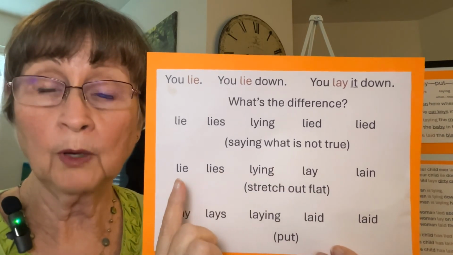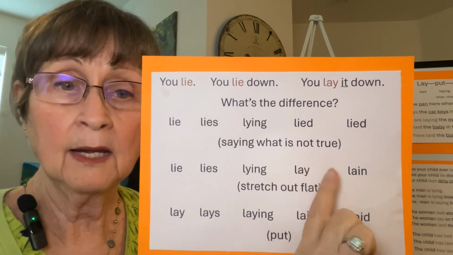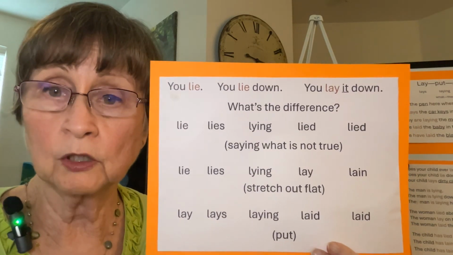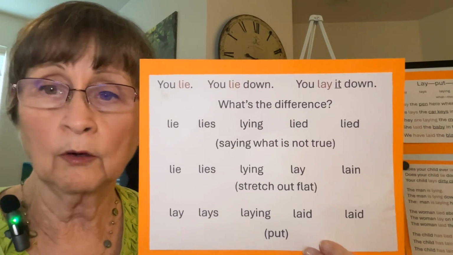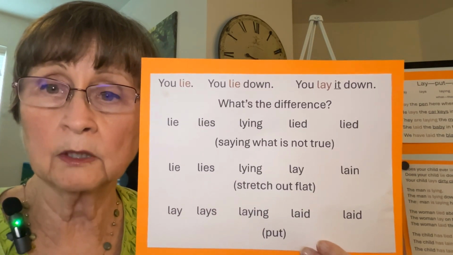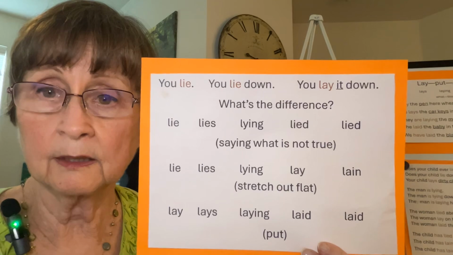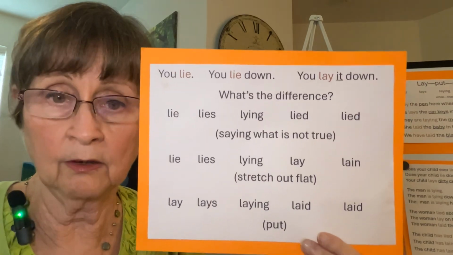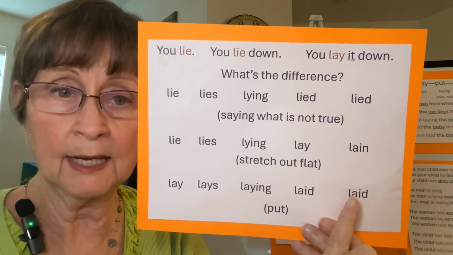But then we have this verb lie, lies, lying, lay, laying. It means to stretch out somewhere. You can lie on the beach. You can lie on the floor. You can lie on the bed. There are many places you lie, you stretch out. You can even talk about an object. The spoon lies on the table beside the plate. It's stretched out there. It's not doing anything. It's just lying there. Then we have this verb, lay, lays, laying, laid, laid.